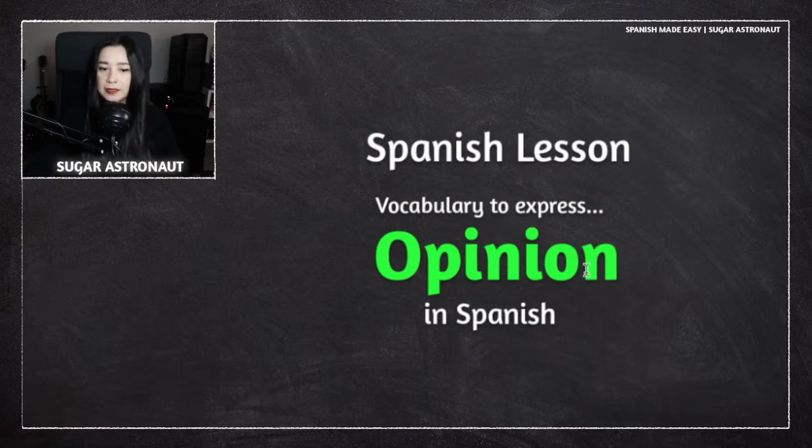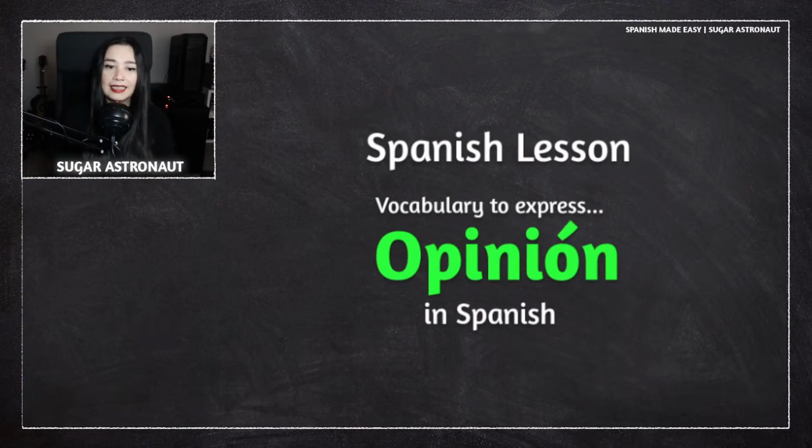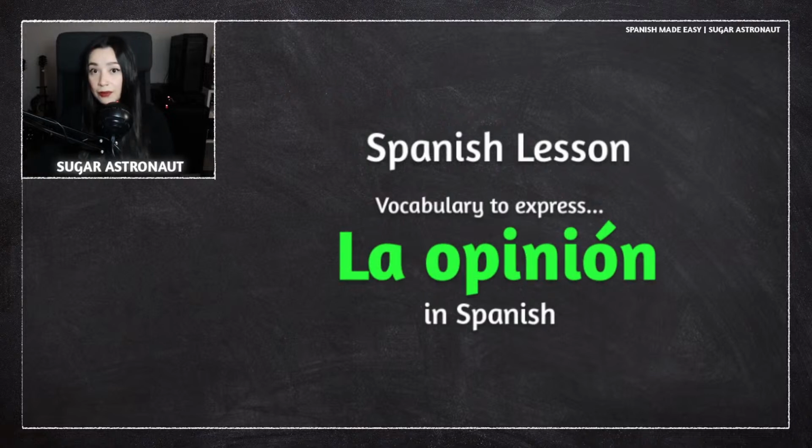Now, in English, opinion, well, that's opinion, right? In Spanish, it's very easy. You can use the same word and just add an accent mark, and it becomes opinión. So that is the term in Spanish. By the way, this is a feminine noun, so you gotta say la opinión. It's not el opinión, it's la opinión. So that's something good to know. La opinión means opinion. That's the first thing you gotta know.